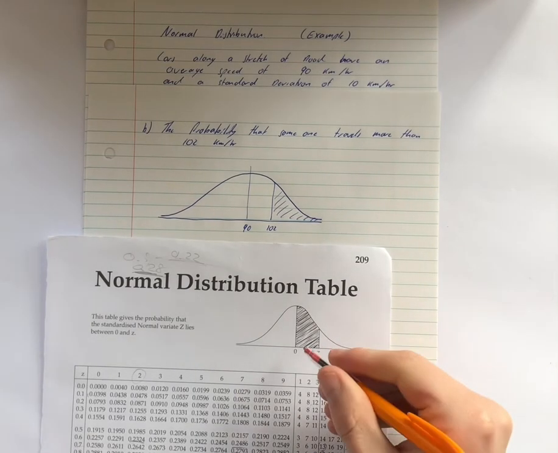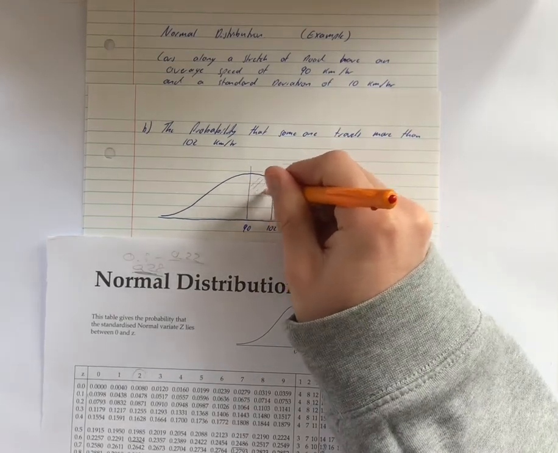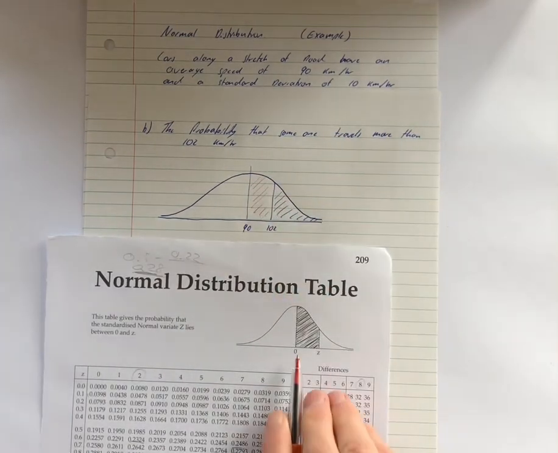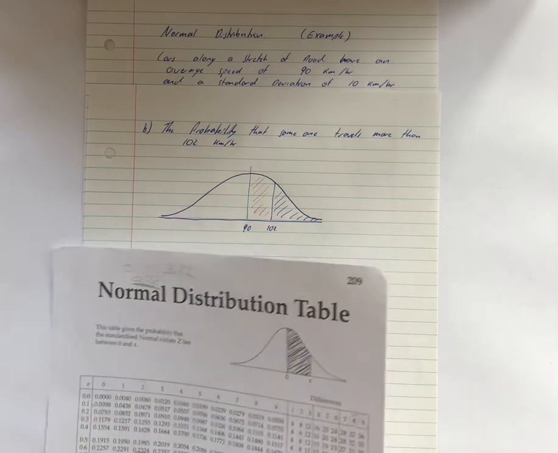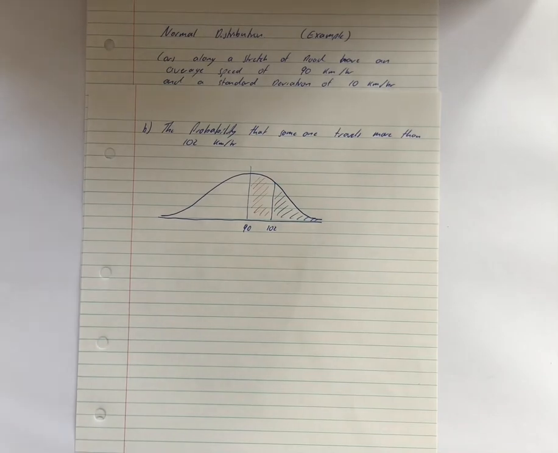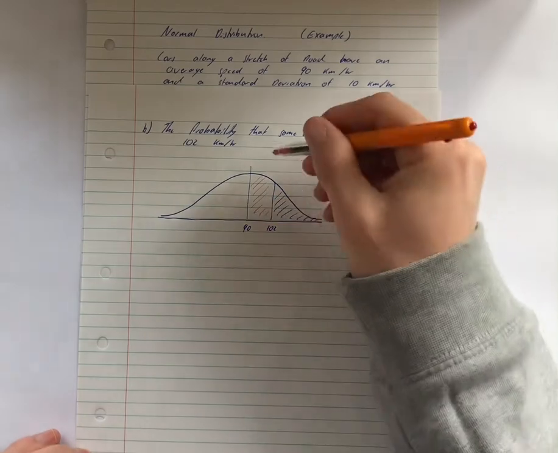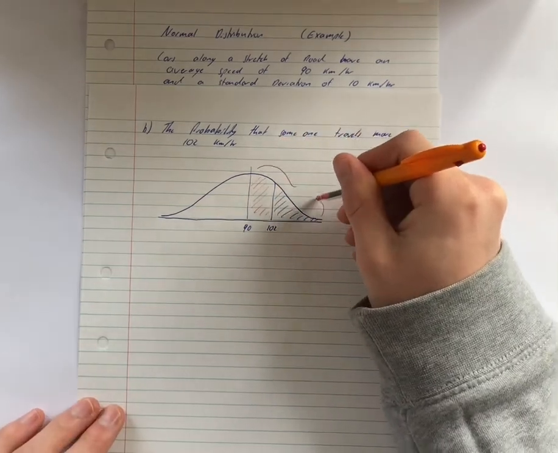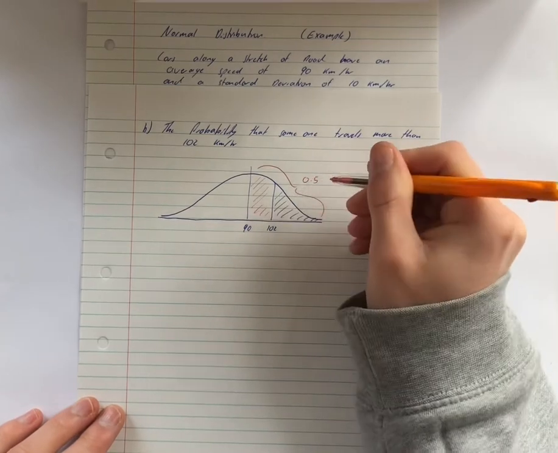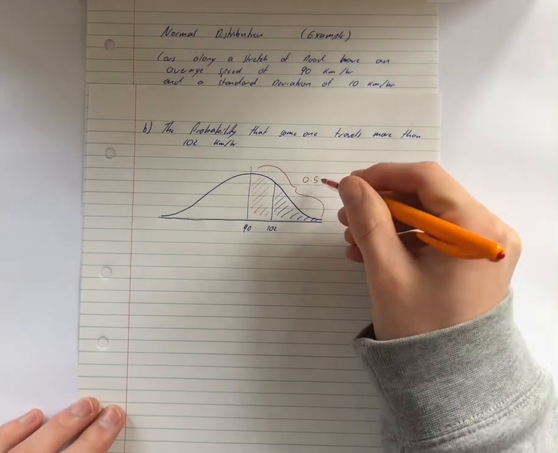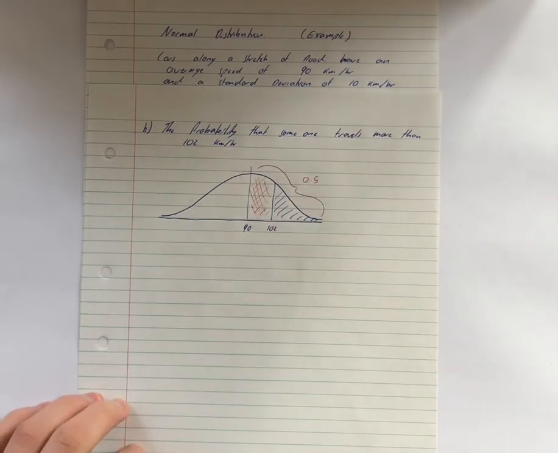So we can use the normal distribution table to find this shaded area in red, because it always gives us the probability from the mean to some number of standard deviations. And then we're just going to have to use a bit of problem solving to figure out how we'll get the tail. So we know that the total on this half of the normal distribution is 50%. So we're going to take 50% and subtract this red area, and that'll leave us that tail.